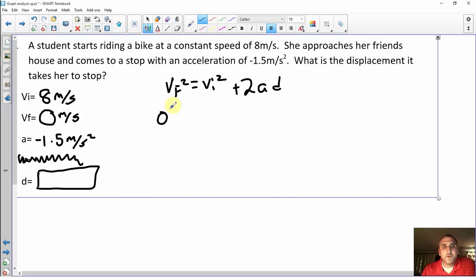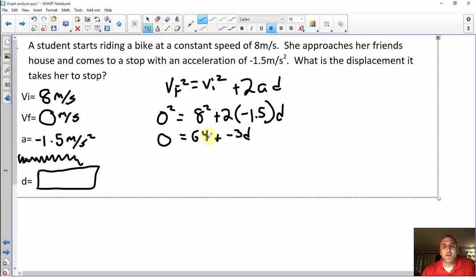And I will say 0 squared equals VI squared, 8 squared, plus 2 times negative 1.5 times D. So 0 squared is 0 equals 8 squared is 64 plus 2 times negative 1.5, negative 3D. And now I've got a conundrum. What do I do with this 64? I need to isolate the negative 3D, so I've got to get rid of this 64. So I will subtract 64 from both sides. Negative 64 equals, those go away, negative 3D.